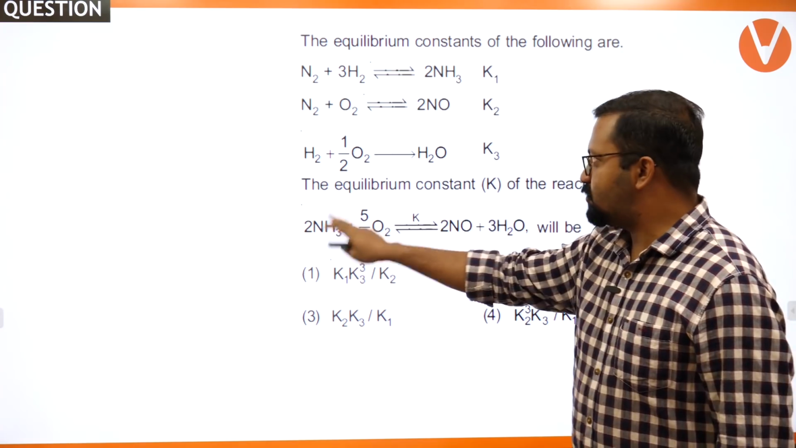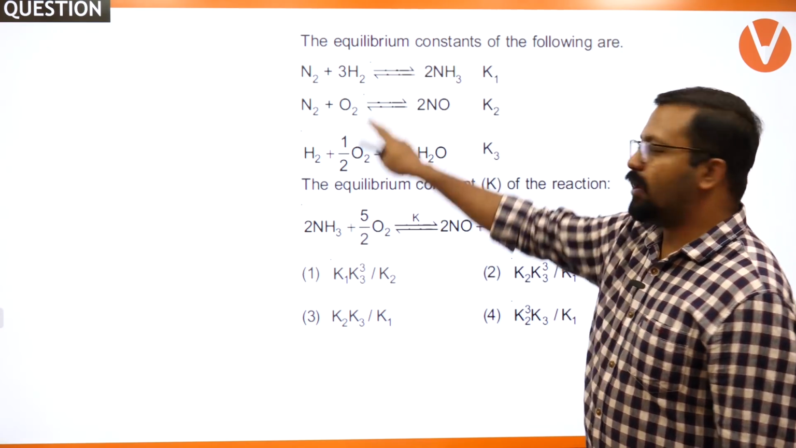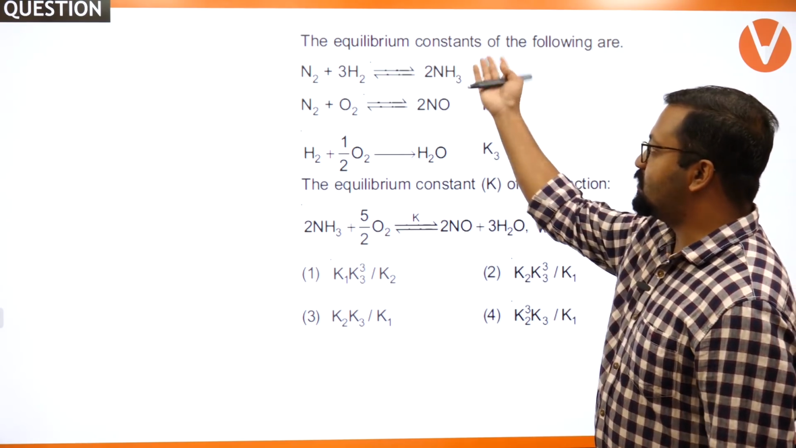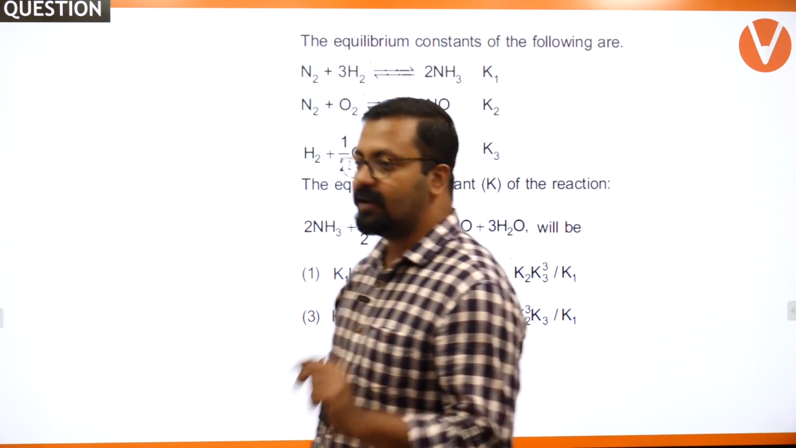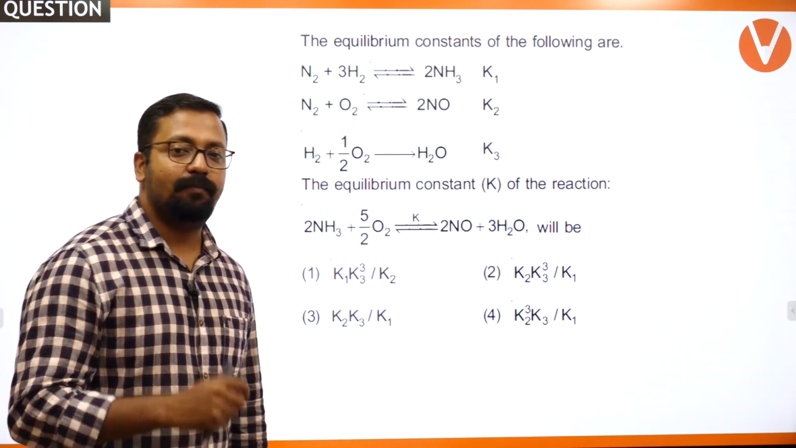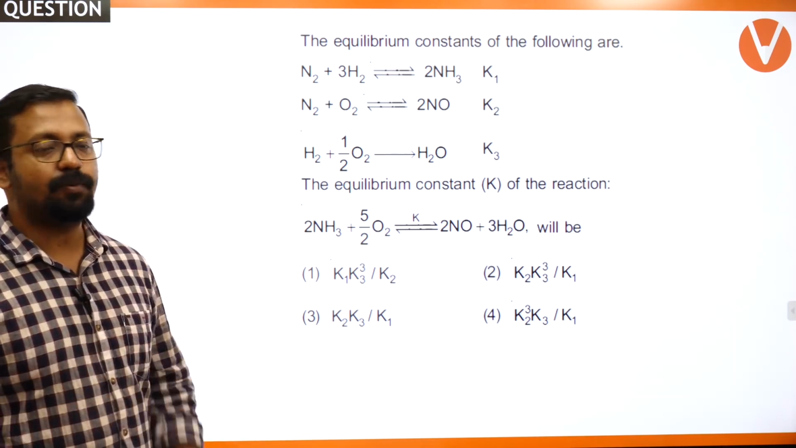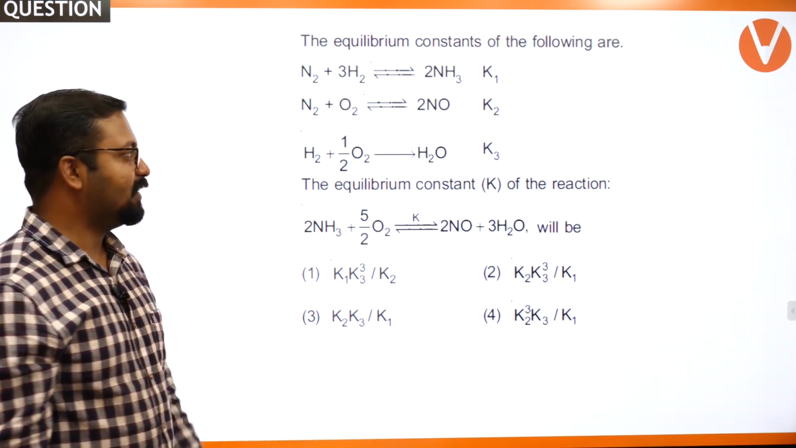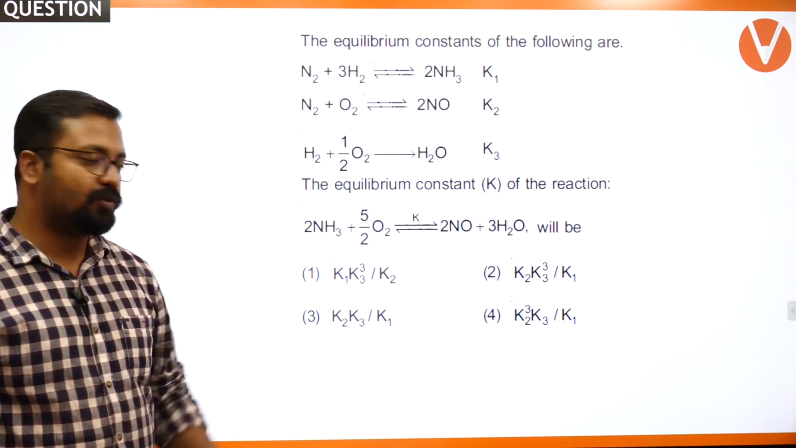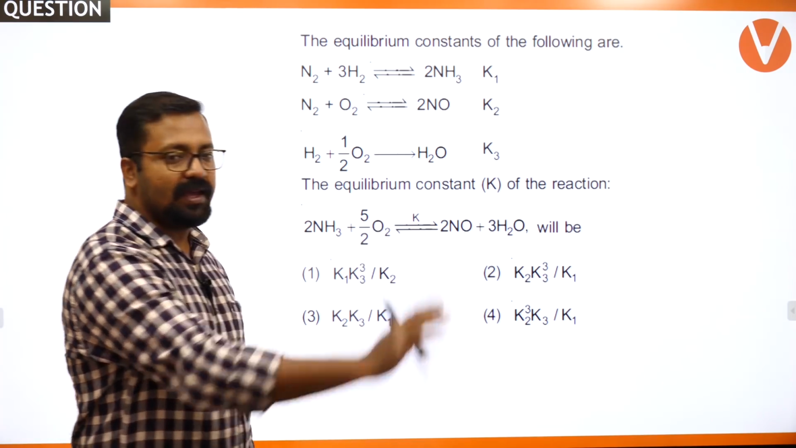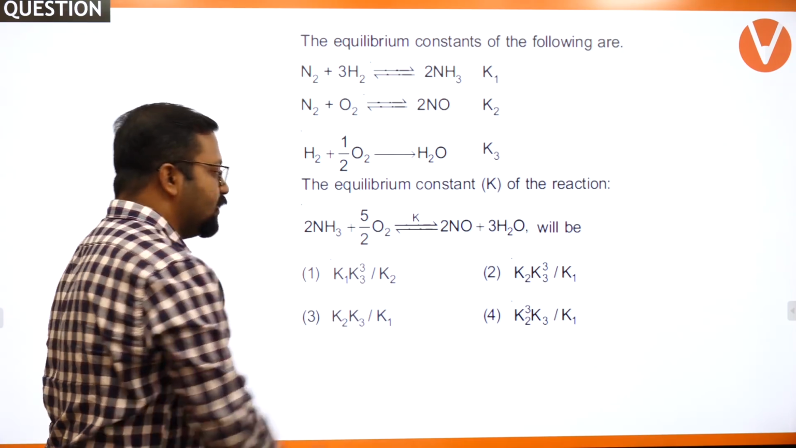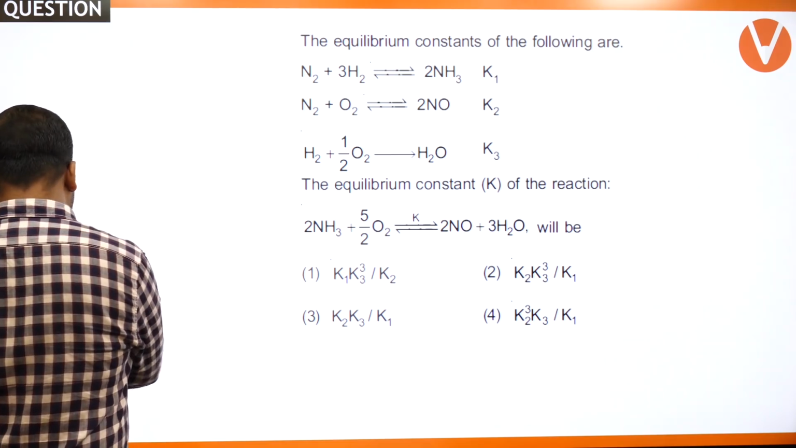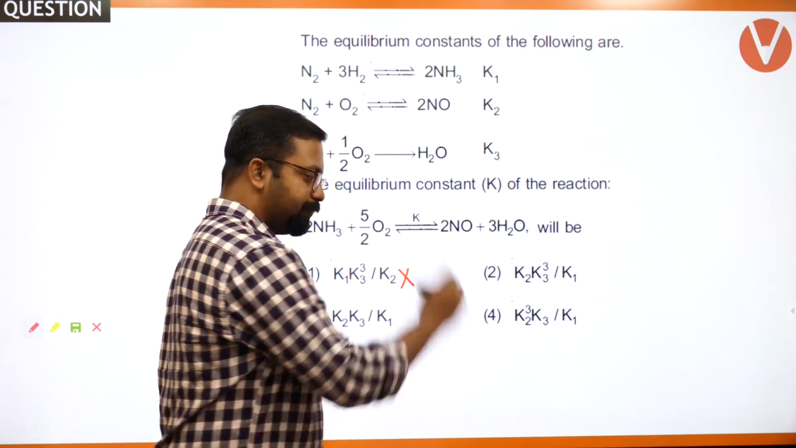What we can see is that NH3 is turning into a reactant. The stoichiometry is the same: 2NH3 was here, and 2NH3 is here now. That means the first reaction is reversed. Whenever a reaction is reversed, the equilibrium constant turns into its reciprocal. So instead of K1, it should be 1 by K1. So I should have a 1 by K1 term, and the denominator should not have K2. 1 by K1 will definitely be there. So if it is 1 by K1, then this is obviously not an answer.